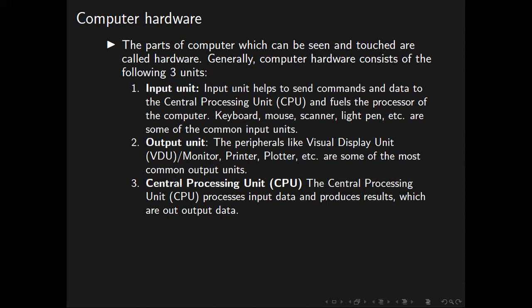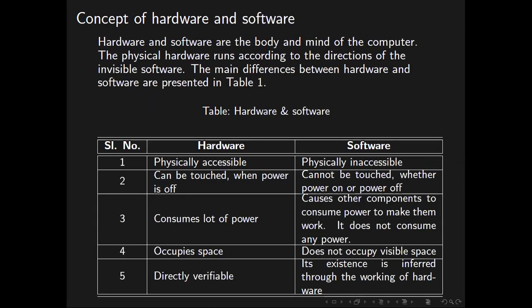In a computer, what are the three hardware components? What are the properties of hardware? The first thing is physically accessible. You can touch the hardware unit. Whatever hardware unit is there, you can touch it.